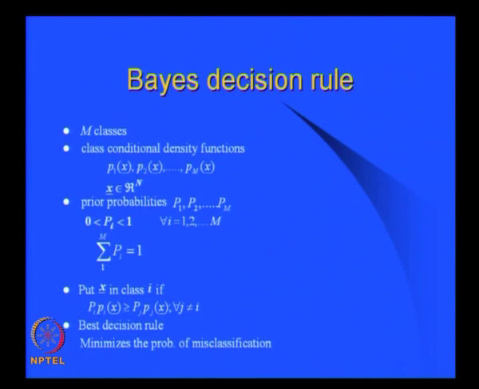What the Bayes decision rule says is: put x in class i if Pi pi(x) is greater than or equal to Pj pj(x) for all j not equal to i. This is what is known as the Bayes decision rule. For the remaining part of this lecture and the next lecture, I am going to concentrate solely on this rule.